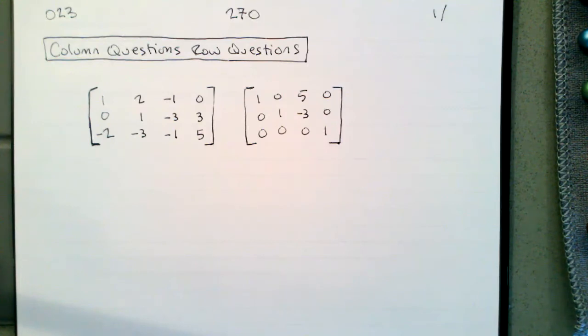Today we want to talk in more detail about column questions and row questions. So we're going to look at a matrix and the reduced or echelon form of the matrix, and we're going to see what the pivots tell us. This today is going to be all about reading what the pivots tell us.